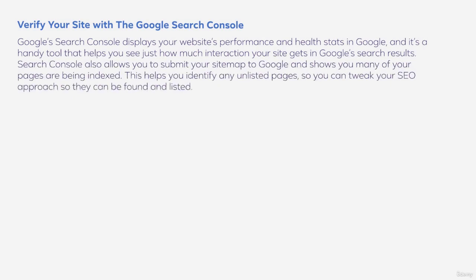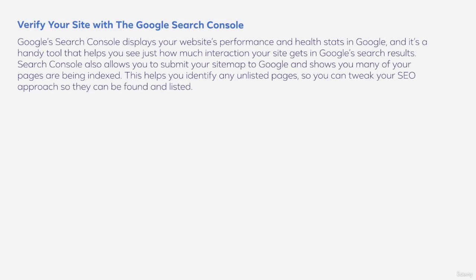Google's Search Console displays your website's performance and health stats in Google, and it's a handy tool that helps you see just how much interaction your site gets in Google search results. Search Console also allows you to submit your sitemap to Google and shows you how many of your pages are being indexed. This helps you identify any unlisted pages, as you can tweak your SEO approach so they can be found and listed.